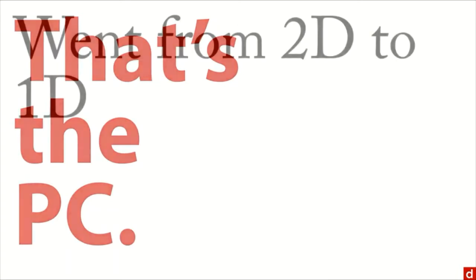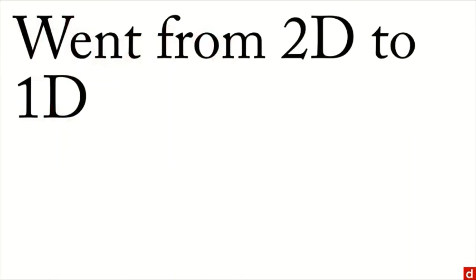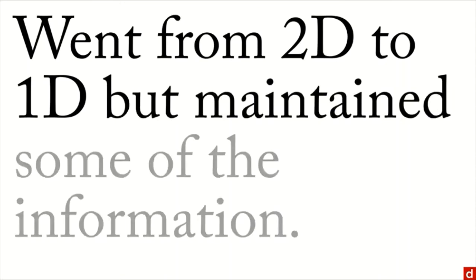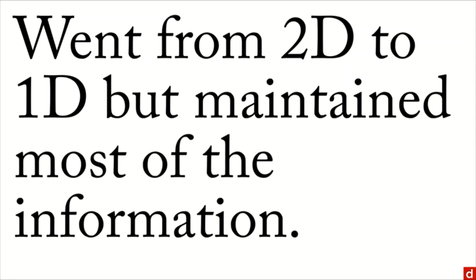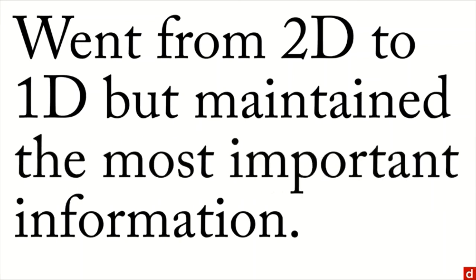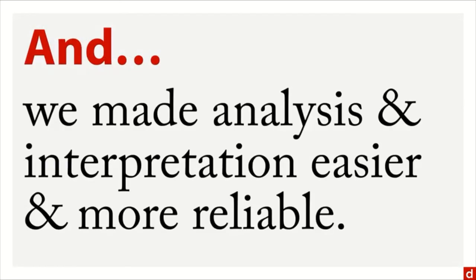Now, let's recap what we've accomplished here. We went from a two-dimensional data set to a one-dimensional data set, but maintained some of the information in the data. But I like to think that we've maintained most of the information, and hopefully we maintained the most important information in our data set. And the reason we're doing this is we've made the analysis and interpretation easier and more reliable by going from something that was more complex, two-dimensional or higher dimensions, down to something that's simpler to deal with. Fewer dimensions means easier to make sense of in general.